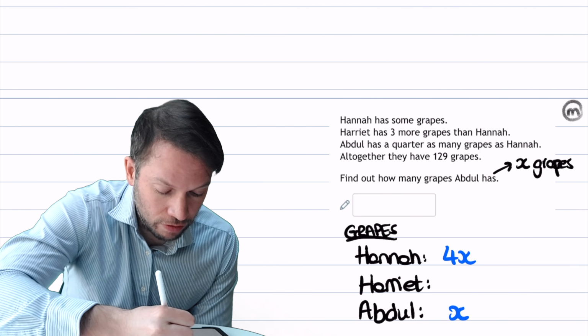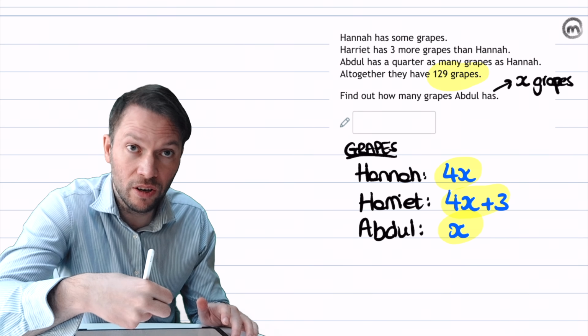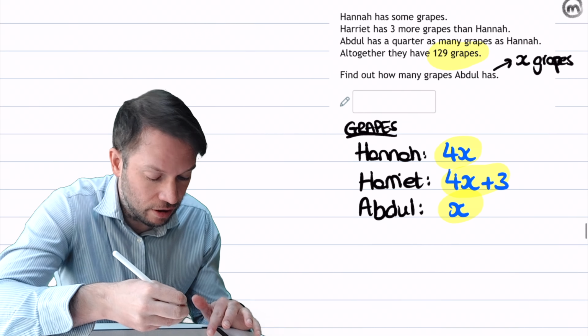Now we're told in total there's 129 grapes. So if we were to add these quantities of grapes, we can then set that equal to 129 to get an equation which we can then solve. So if we add those number of grapes, 4X plus 3 plus X, we know that total number of grapes is the given number of grapes of 129. So we just need to solve this equation now.